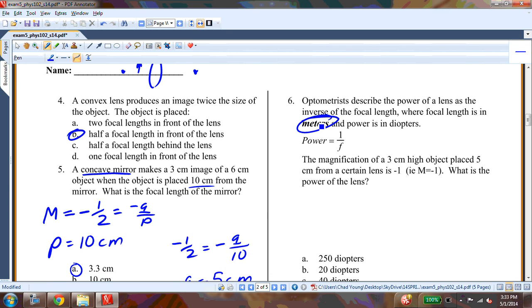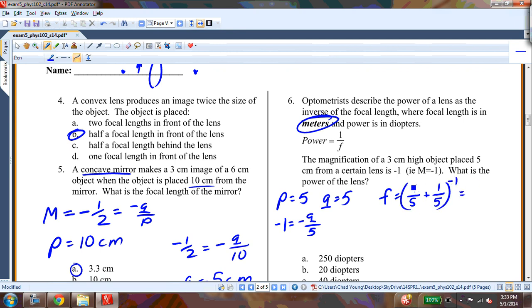So I need to find F. I know P is equal to 5. I know that the magnification is -1. That's negative Q divided by 5. So I know also then that Q is equal to 5. So I can find F. That's 1 over 5 plus 1 over 5.